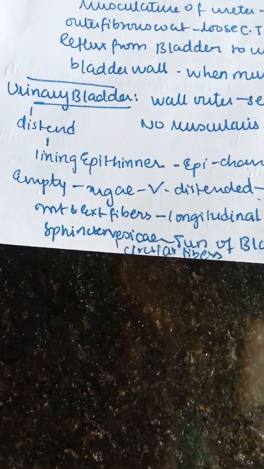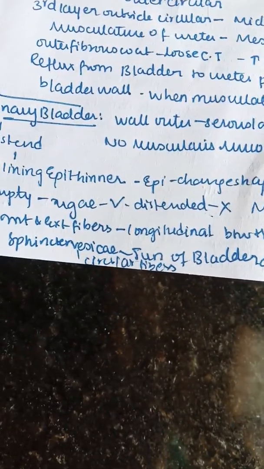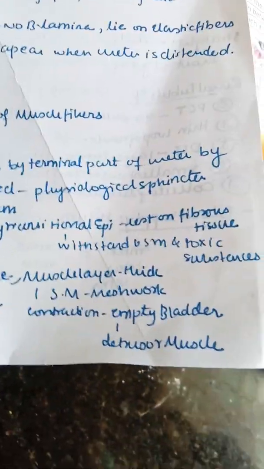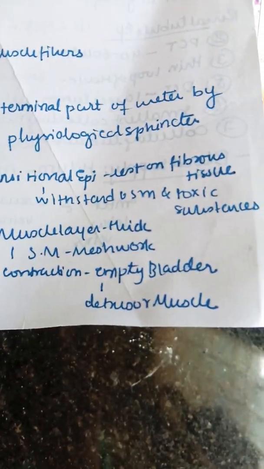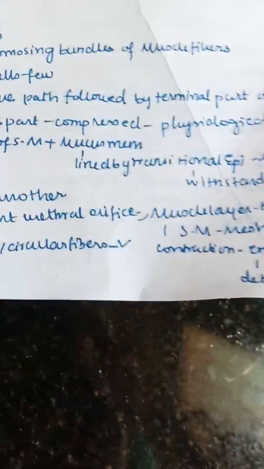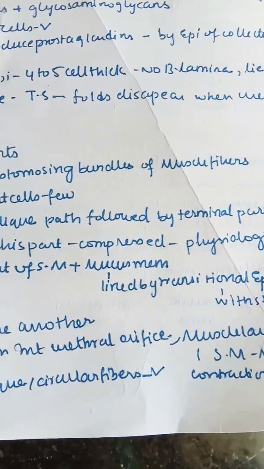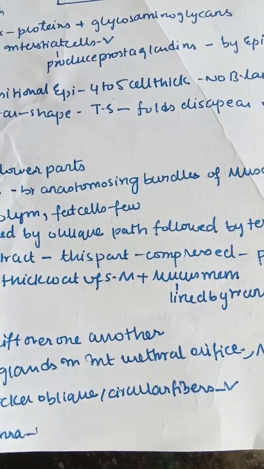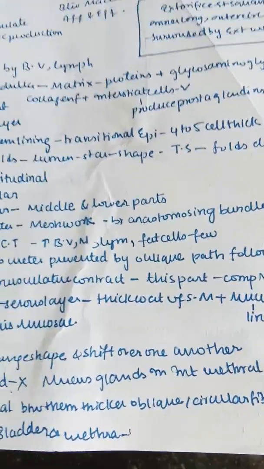A sphincter vesicae is present at the junction of the bladder and the urethra. This sphincter is mainly made up of circular fibers. The contraction of the detrusor muscle empties the bladder. So this is all about the content of our urinary system histology.